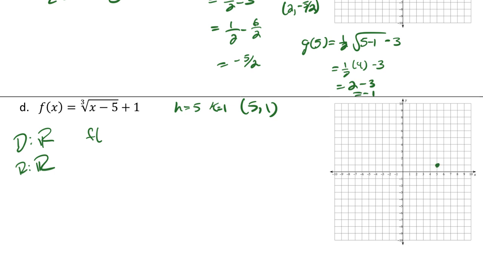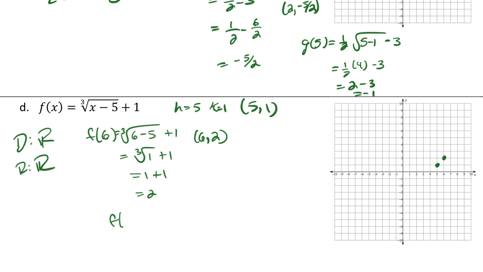And let's start substituting. Let's say I want to substitute 6. The cubic root of 6 minus 5, plus 1. Cubic root of 1 plus 1. 1 plus 1 is 2. So I got the point 6, 2. Let's substitute, actually, I don't think that I have space to substitute anything else with a perfect cubic root to the right.